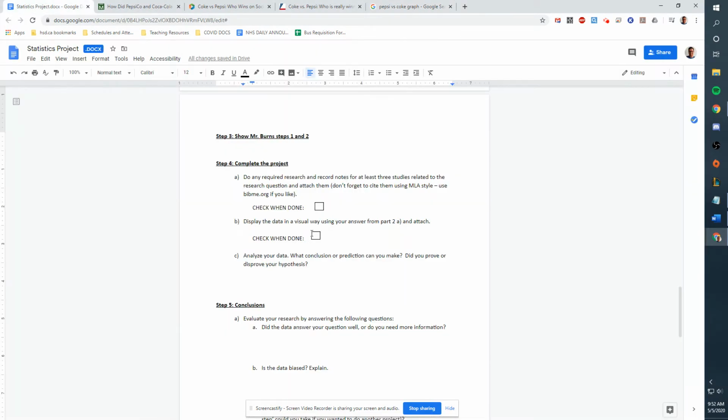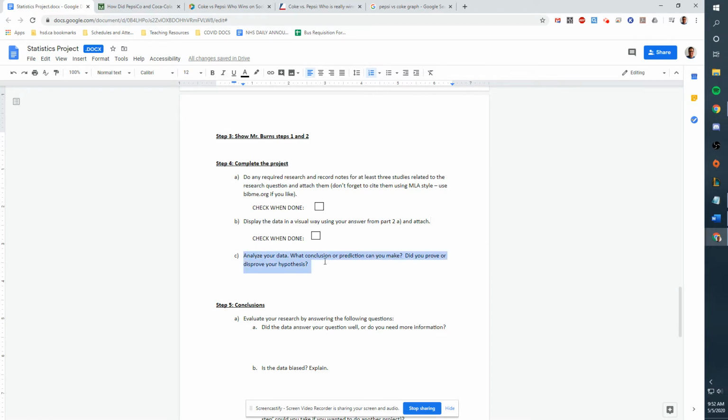As long as you have it graphed, check when your graph or graphs are done. And it says attached, you just copy and paste them again into the bottom of this document somewhere. Or you could send it to me as a separate document when you're done. That's fine as well. Honestly, actually, those graphs are probably going to end up in your presentation. So that would be cool too.